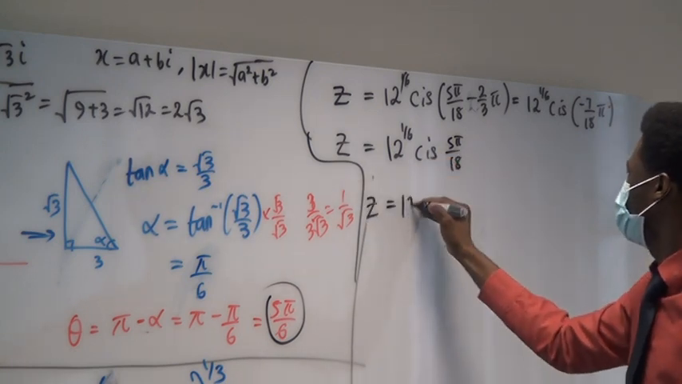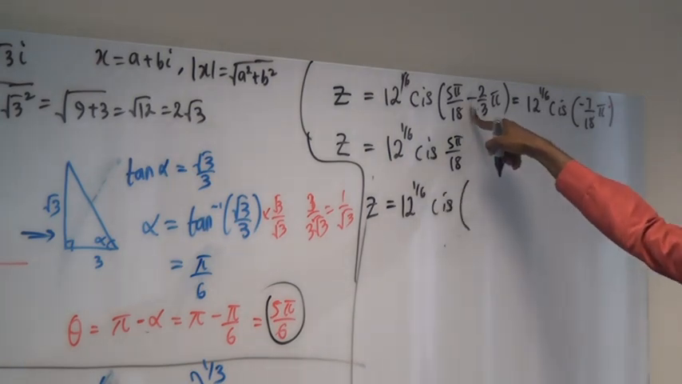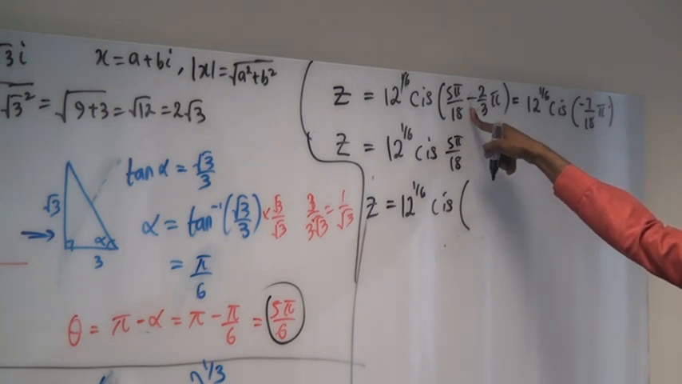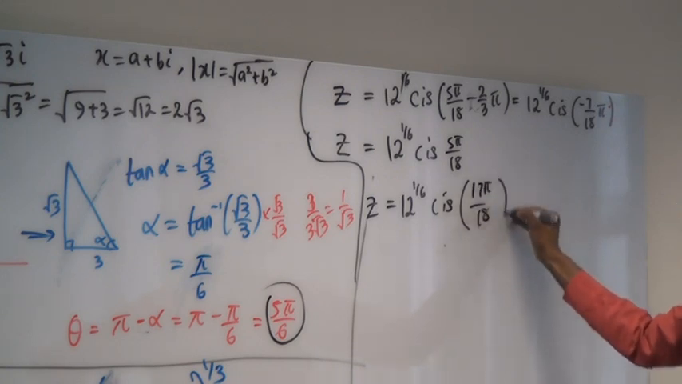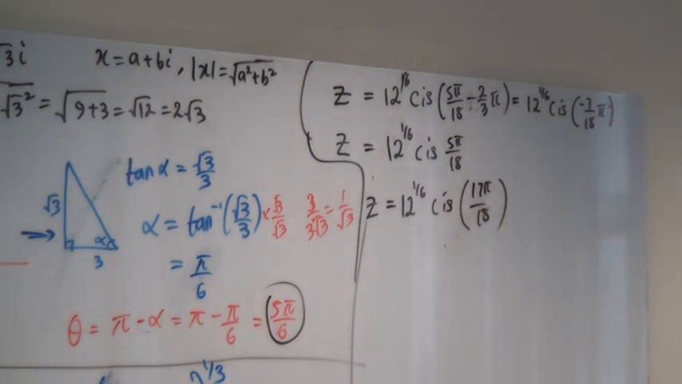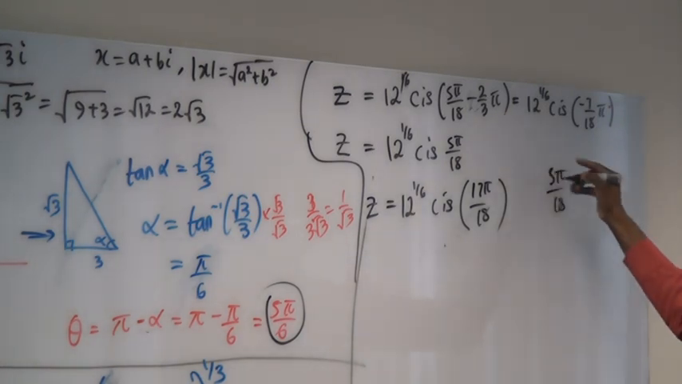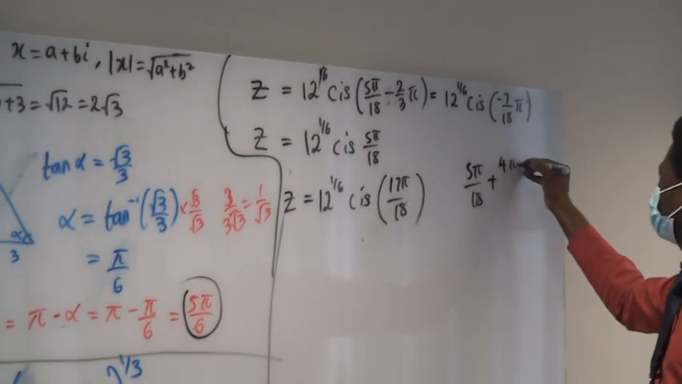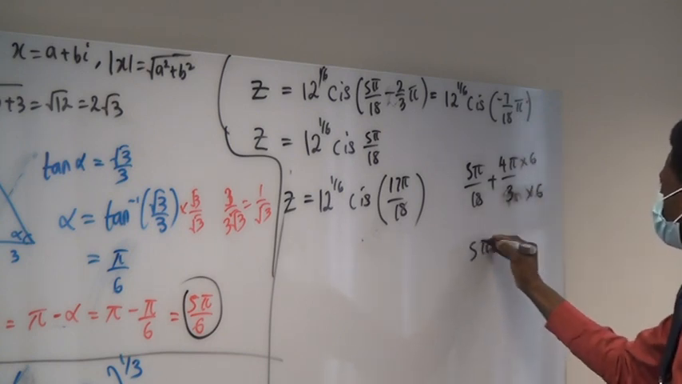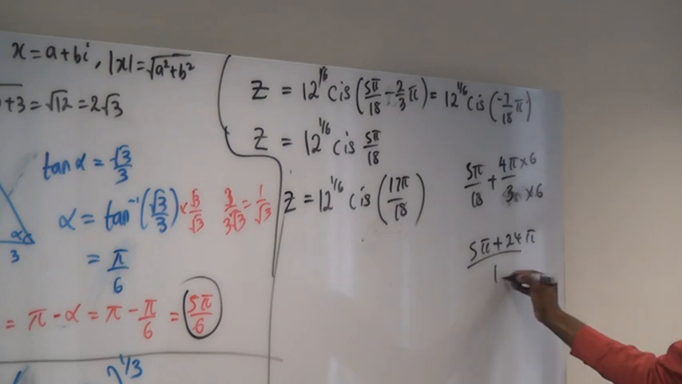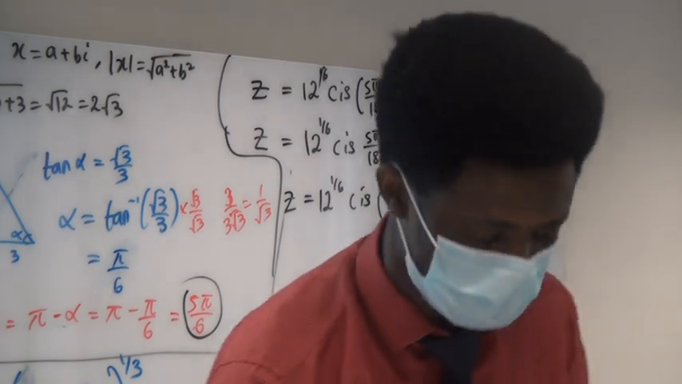Then for 12 to the 1 over 6, CIS, when you have 2 over 3, what do you get? 17. Hello, talk to me please. But let's check k equals 2. When you have 2, you get 4, right? So 5 pi over 18 plus 4 pi over 18 over 3. When you multiply by 6, you get 5 pi plus 24 pi divided by 18. This is greater than pi. That's the reason some of you were having that issue.